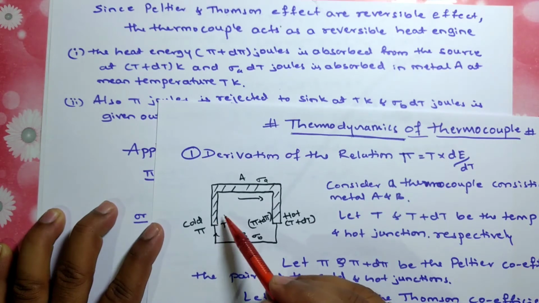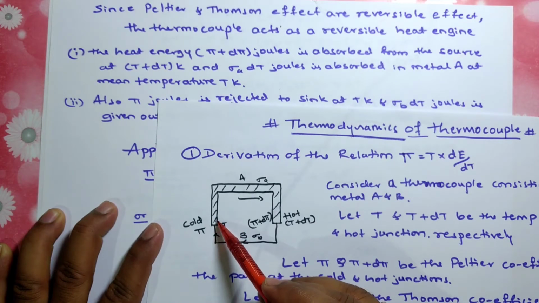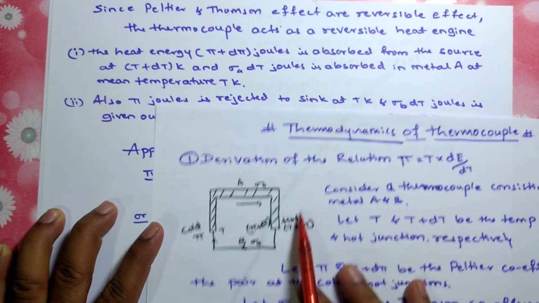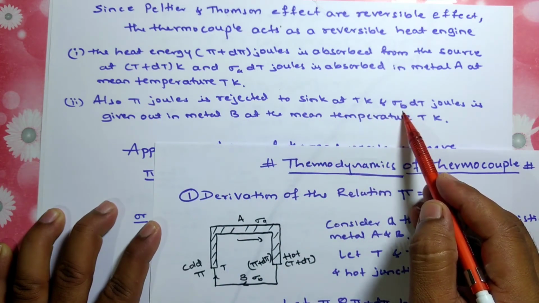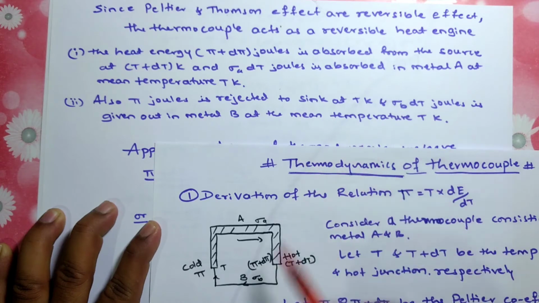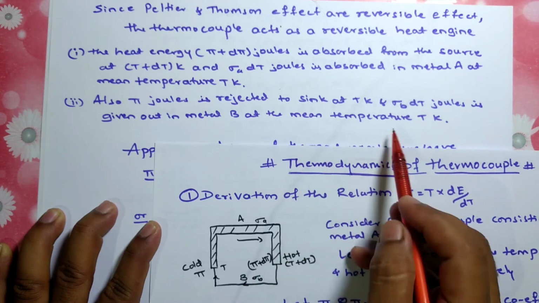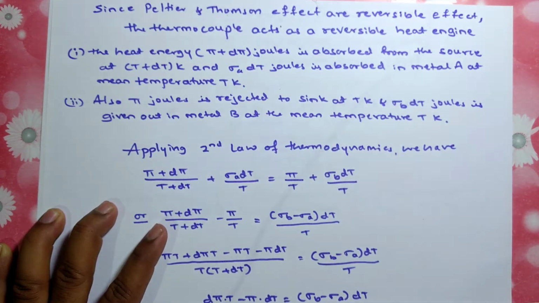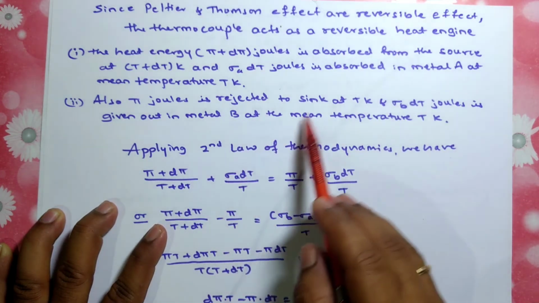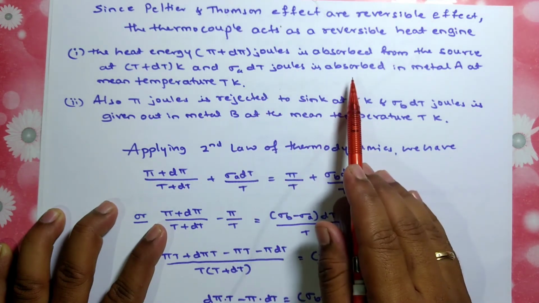This cold junction is acting like a sink, comparing with a reversible heat engine. That pi joules is rejected to the sink at T Kelvin. Sigma B dt joules is given out to the metal B. This one is metal B at the mean temperature T Kelvin. Now, the above changes are perfectly reversible.